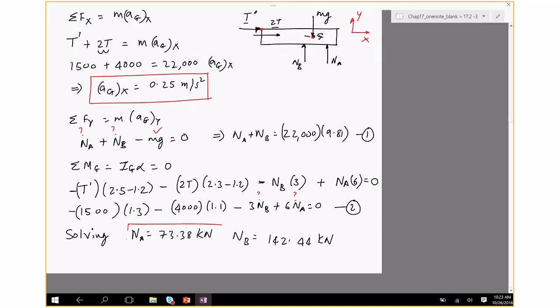That's the total one. The NB is what I've written down in my free body diagram. So if you want to find the forces on each of the tires in the rear, you'll have to divide that by half. So 71.22, 71.22.